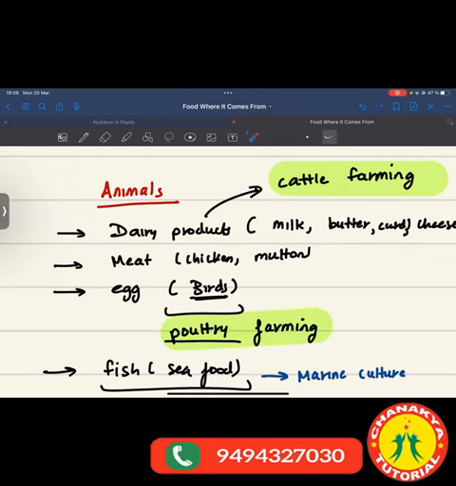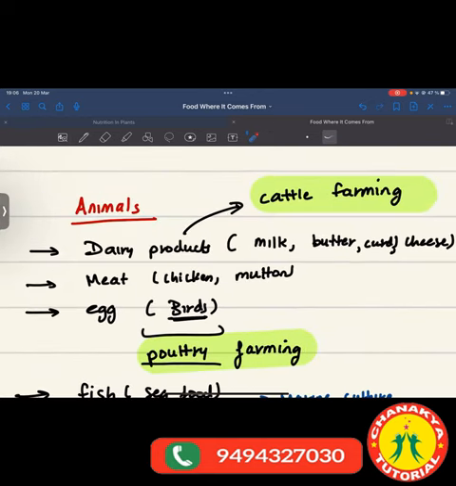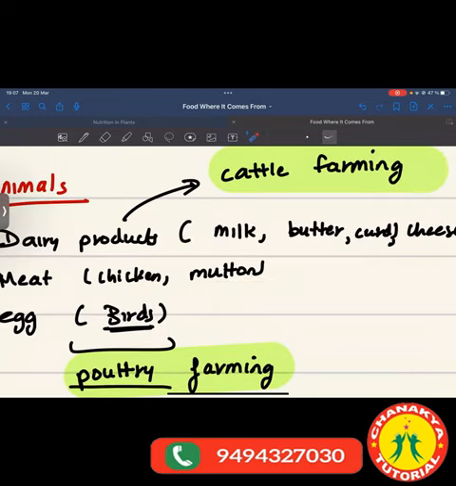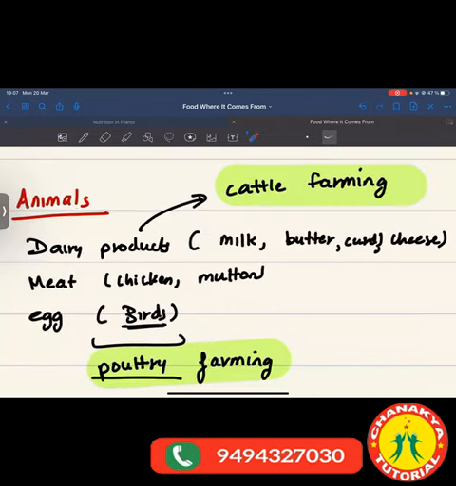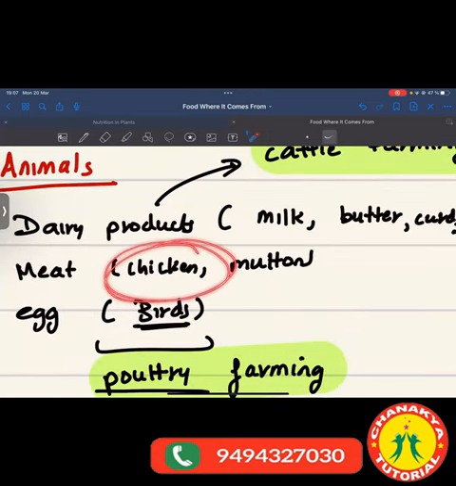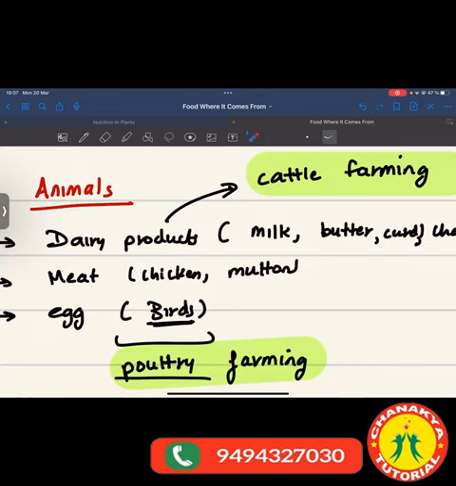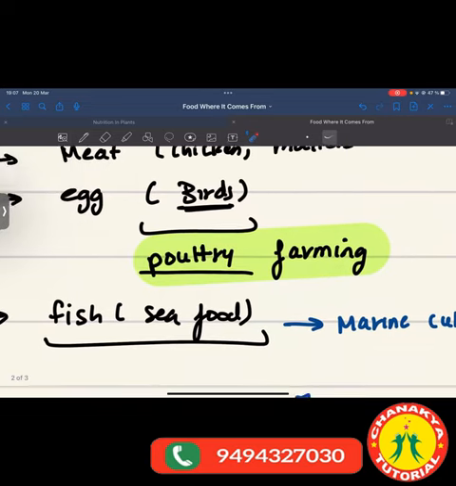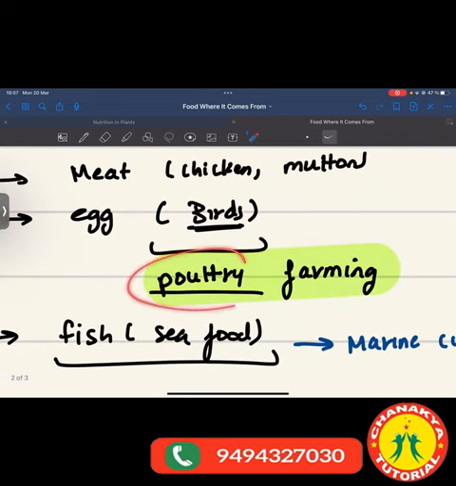Cattle farming is not only done for these purposes. It's also done for meat. So mutton and other non-veg that we get from the animals, that's done through cattle farming. So chicken, how do we get chicken? Chicken is not a cattle because we don't get dairy products from them, right? So chicken and all these birds, they are known as poultry.